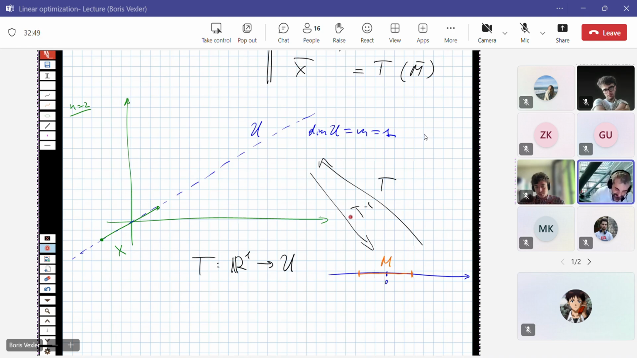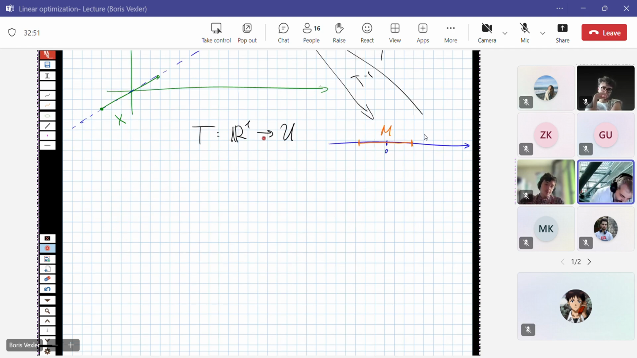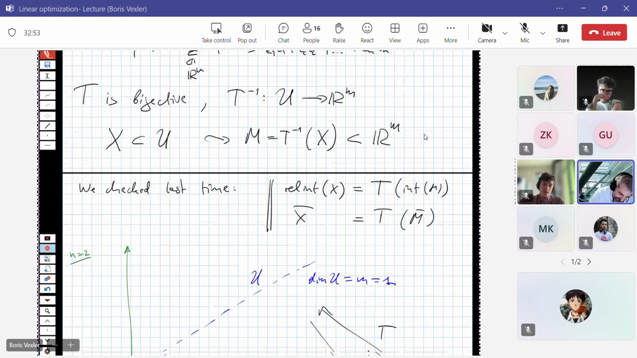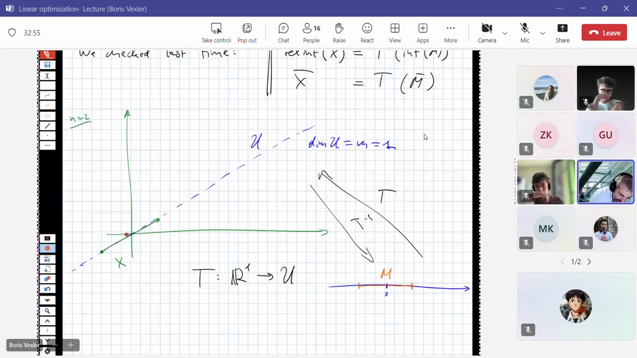Yes, and this T minus 1 maps U to R, and this T minus 1 maps X to M. Or if you want, T maps M to X. Yes, you have this one-to-one correspondence. And here is the trick: here you have no other dimensions.